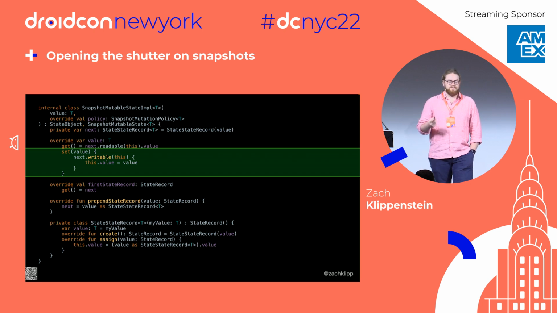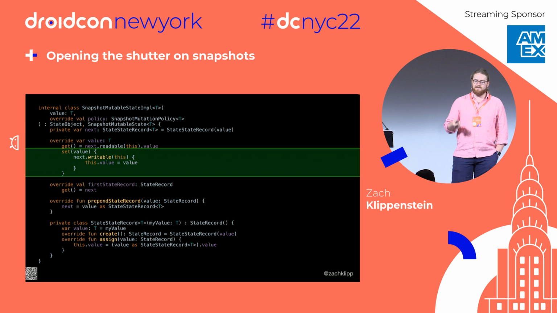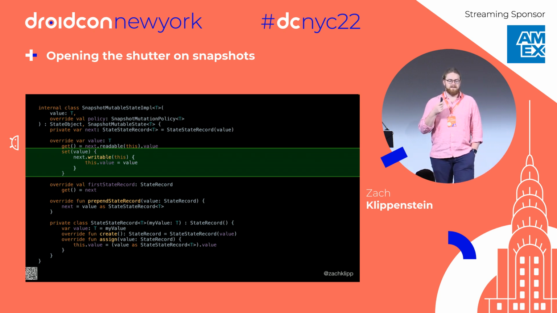Setting the value is similar. There's a writable extension function that we call, and then we pass it a lambda, which will get the record. When you call writable, it'll look at the current snapshot. It'll try to find a record that matches the snapshot ID exactly. If it can't find one, it's going to use the create or assign methods on the state record that we defined to either reuse an old record or create a new one, and then pass it to this lambda. And then we can just update whatever fields we need to in there.